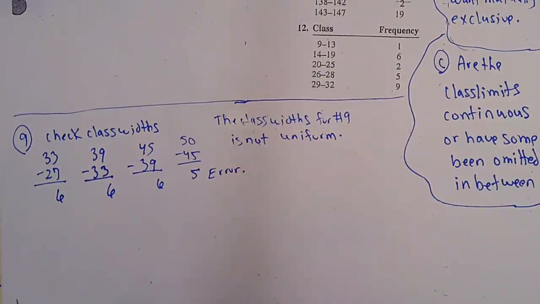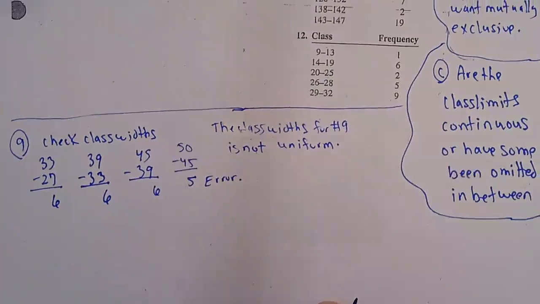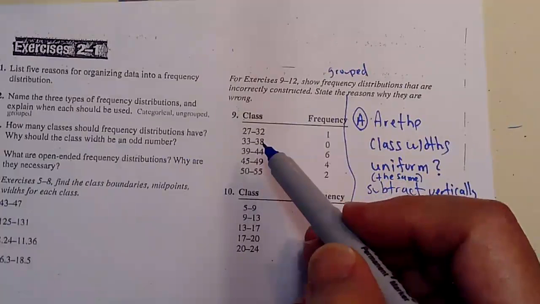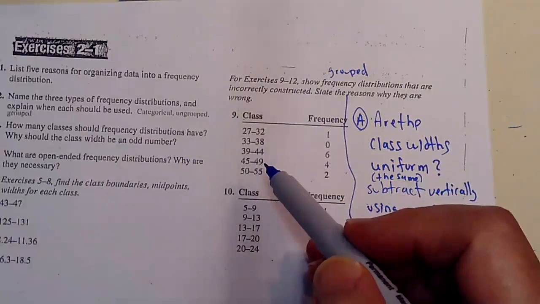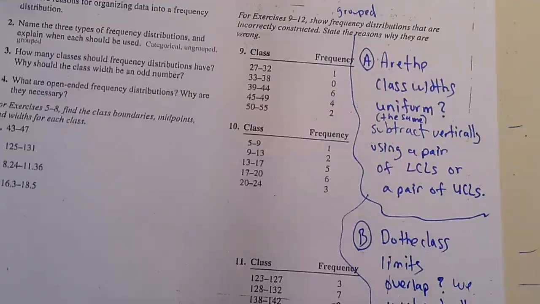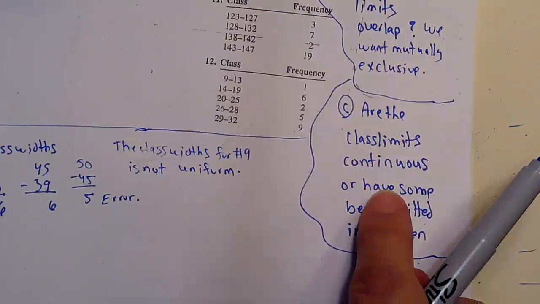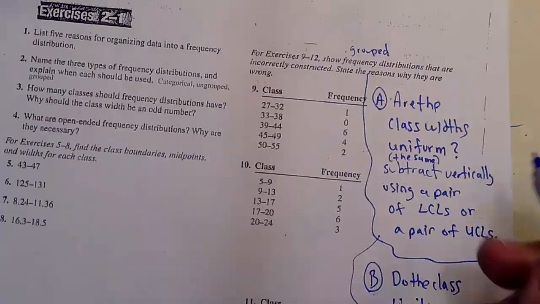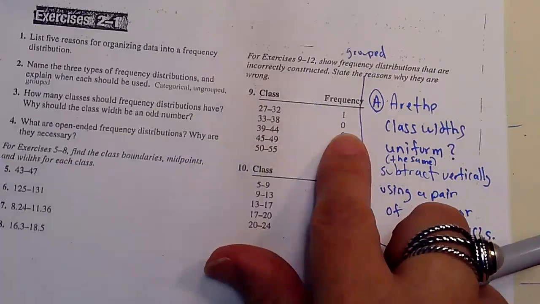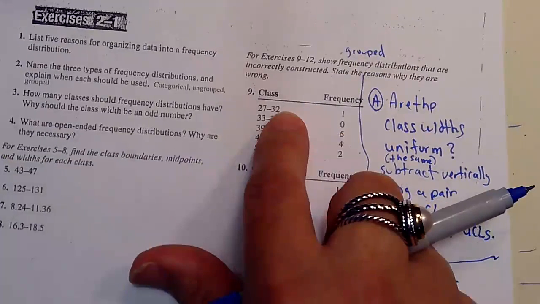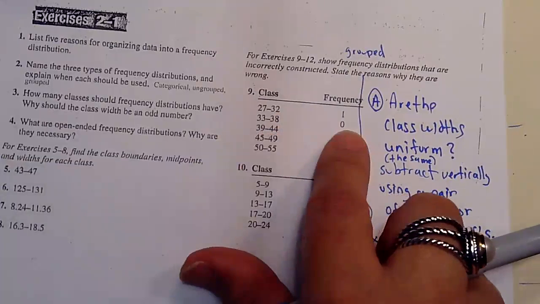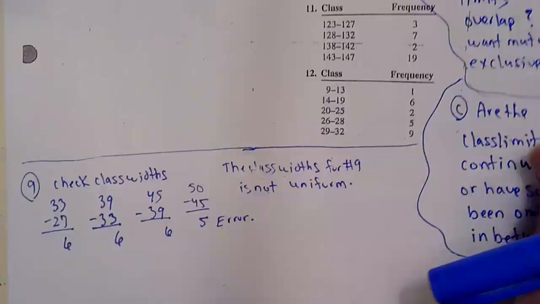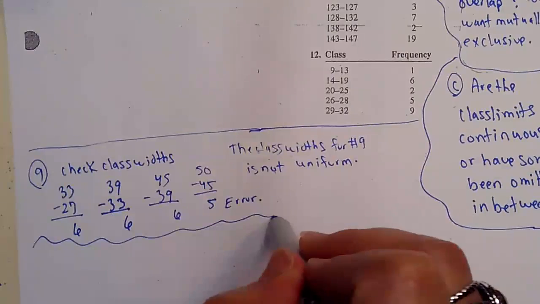As far as the class limits overlapping, I don't see that happening here. See 32, 33, 38, 39, 44, 45, 49. Doesn't look like they're overlapping. And as far as are the class limits continuous or has something been omitted, I don't think anything was omitted. See, this is 0 and they didn't omit that. They didn't jump from 32 all the way to 39 to 44 just because that was 0. So that's the only reason for number 9.